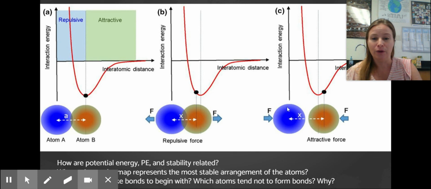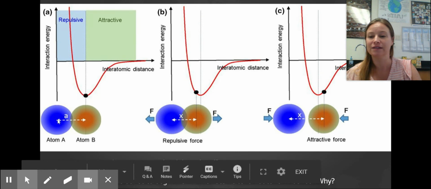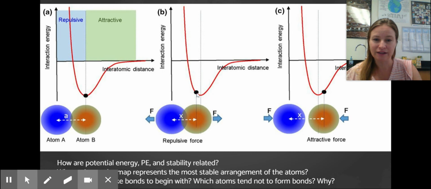Right here, this is the perfect arrangement that we were talking about. This distance is going to be the radius between these two things. I should say, bond length, sorry. So the bond length between these is A. Right here, you can see that it's actually going up on the other side. What's happening here is the potential energy skyrockets. It goes way up. And why is it going up?